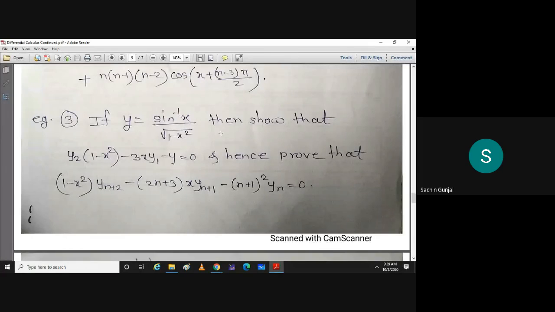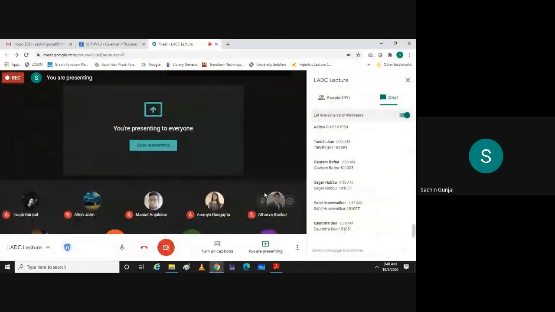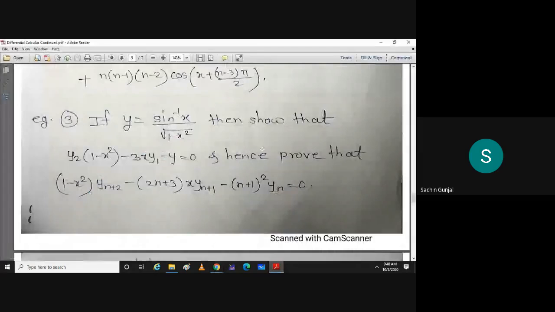But you don't know the nth derivative of sine inverse x, no? If you substitute x is equal to sine theta, somewhere you will have to take the nth derivative of sine inverse x, right? Yes, sir. And which we don't know. Okay. So if you look at previous question papers, you will find certain problems like this. Let us go to the solution.